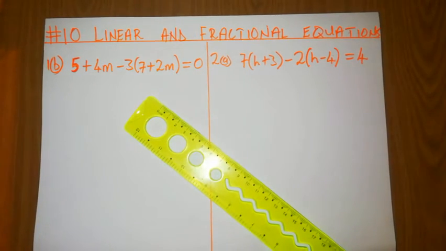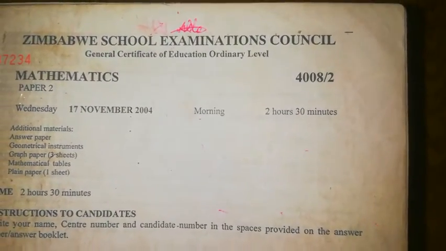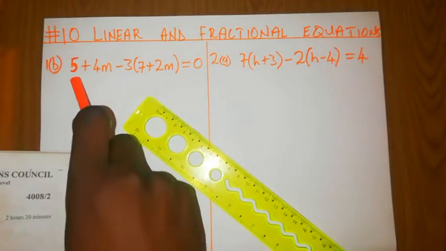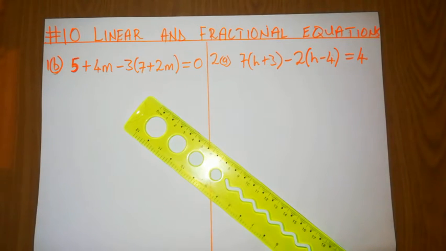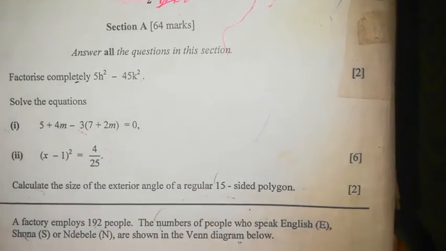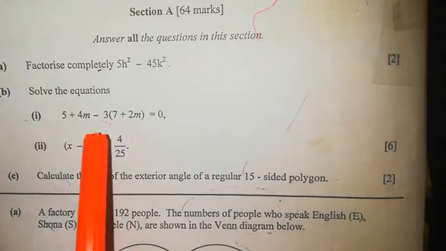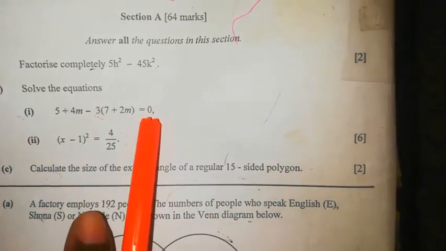So in this case, I've got this question. It's from November 2004. There is the question that I wrote down there. It's number 1B. This is the question. It says solve the equation. So in this case, we are doing linear equations. That there is the question that we are doing. So I'm going to show you how to do it.